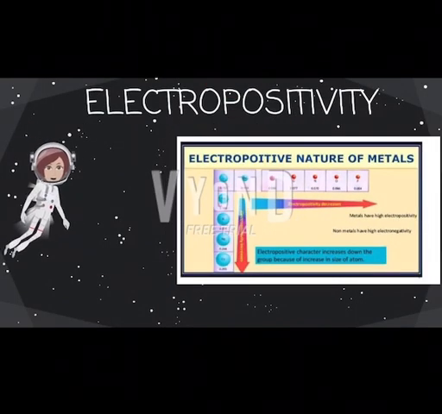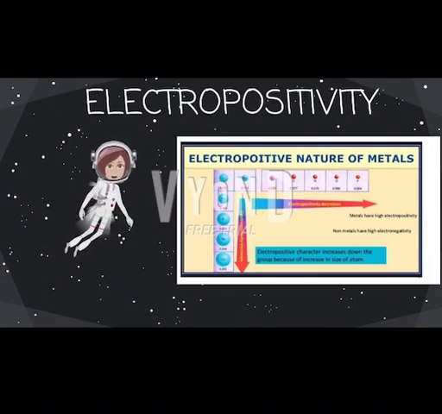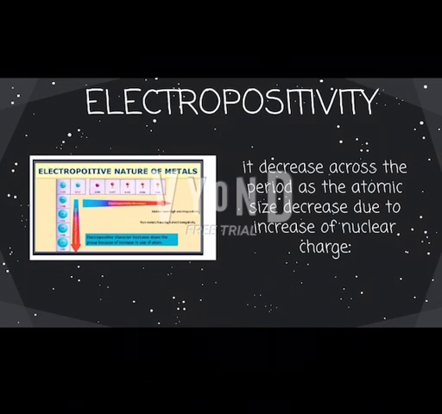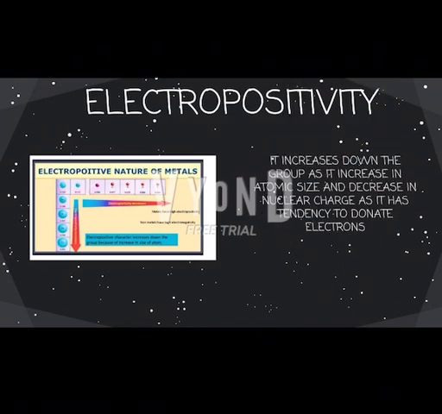For electropositivity, it increases down the group while it decreases across the period. Electropositivity decreases across the period because the atomic size decreases due to the increase of the nuclear charge. Electropositivity increases down the group because the size of the atom increases, so the nuclear attraction decreases, and its tendency to donate electrons increases.